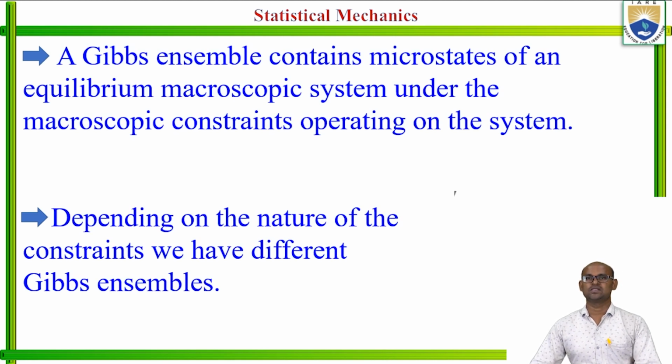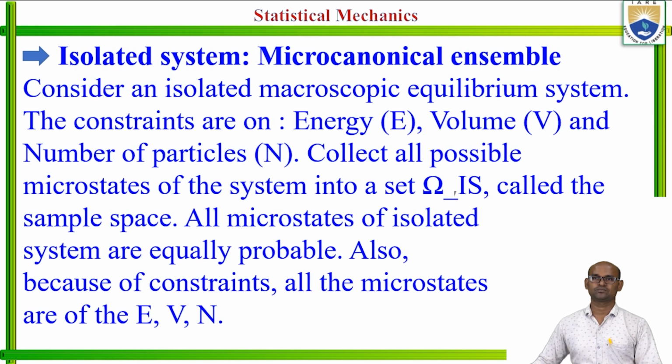So what is a Gibbs ensemble? A Gibbs ensemble contains microstates of an equilibrium macroscopic system under the macroscopic constraints operating on the system. So a Gibbs ensemble contains basically microstates of an equilibrium system. Depending on the nature of the constraints, you can construct different ensembles.